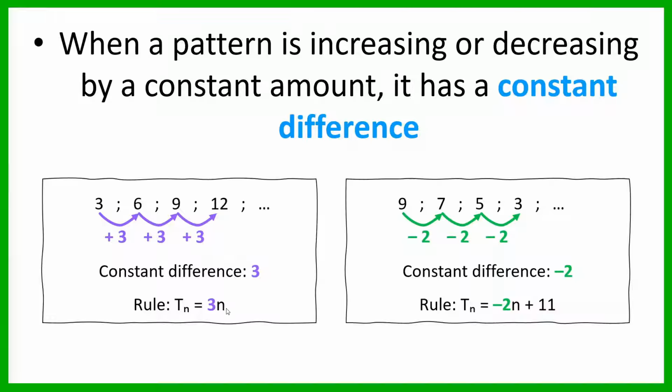And then once you've worked out the constant difference, you multiply the constant difference by n, and then you see if there's anything else you need to do to get the pattern that you've been given over here. Okay, so that's patterns with a constant difference.